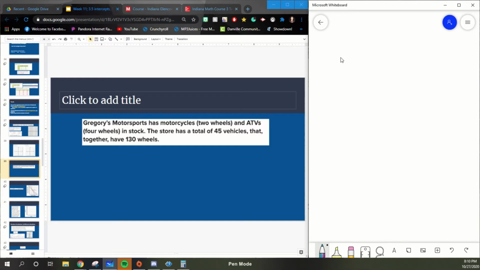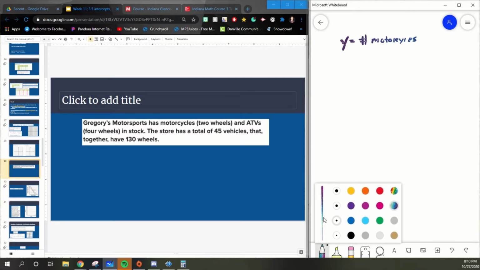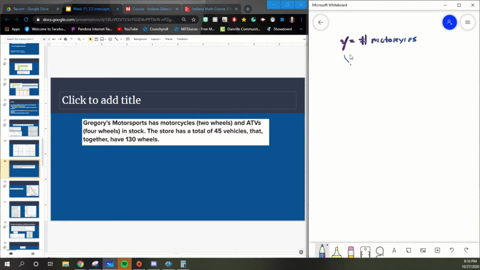So I'm going to go ahead and make y equal to our number of motorcycles. This pen's a little thick. Let's make that a little thinner. X, let's go ahead and make equal to our number of ATVs.